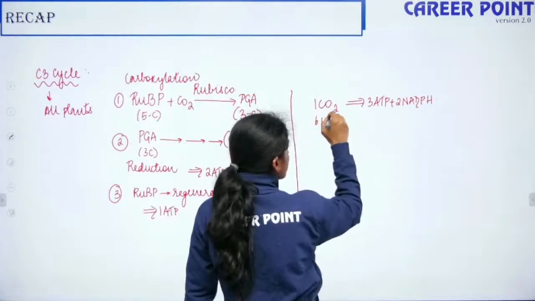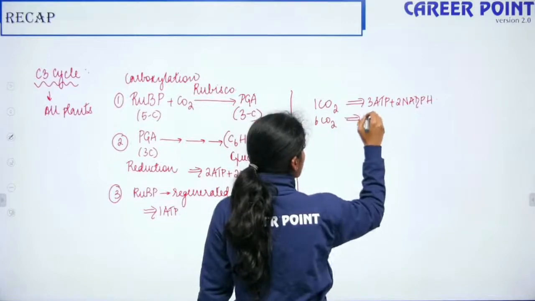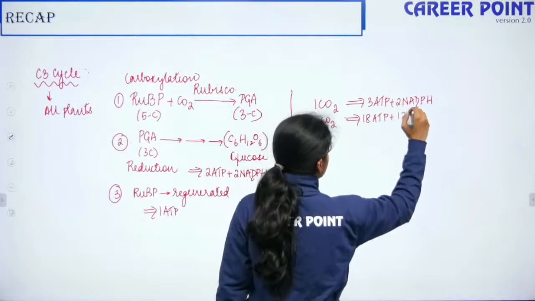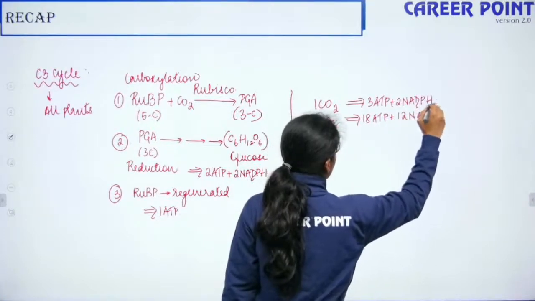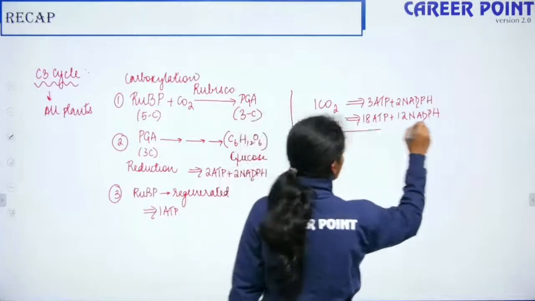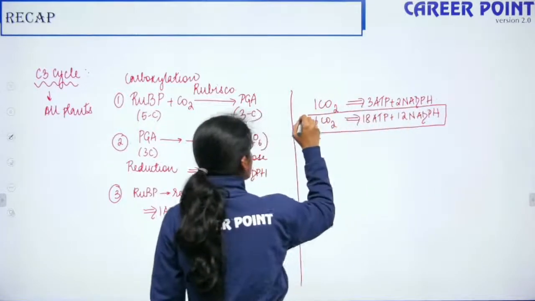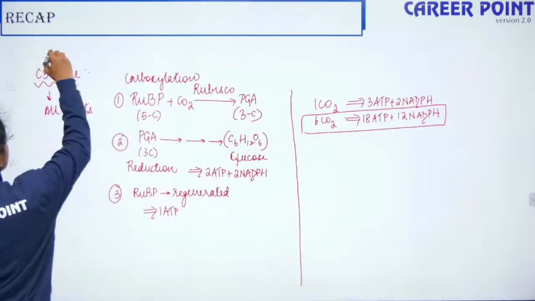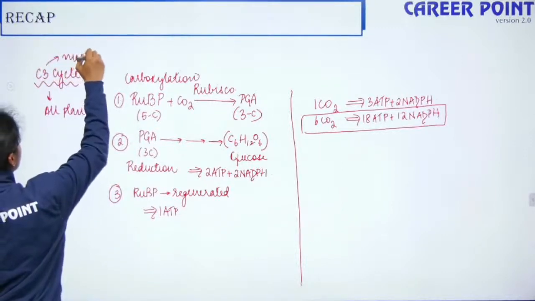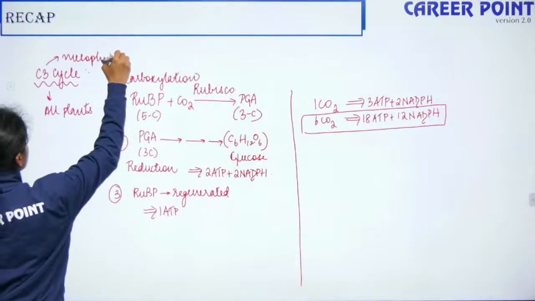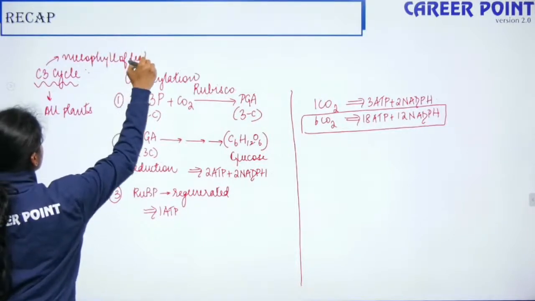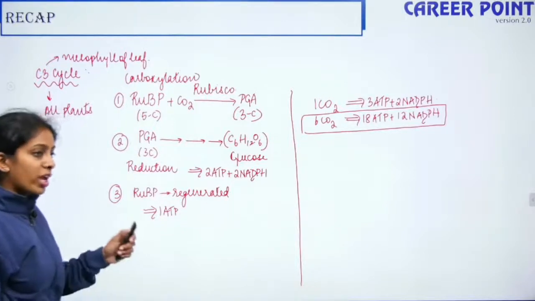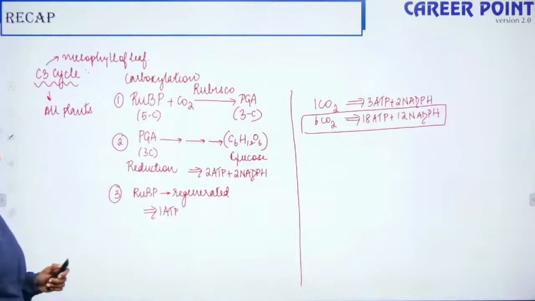But in photosynthesis, we have 6 molecules. So the total ATP count is 18 ATP plus 12 NADPH. This is your total count in case of your Calvin cycle. Now we move on to your C3 cycle. Your Calvin cycle happens in the mesophyll cells of the leaf. Fine? Okay. So in only C3 plants, it happens in your mesophyll cells.